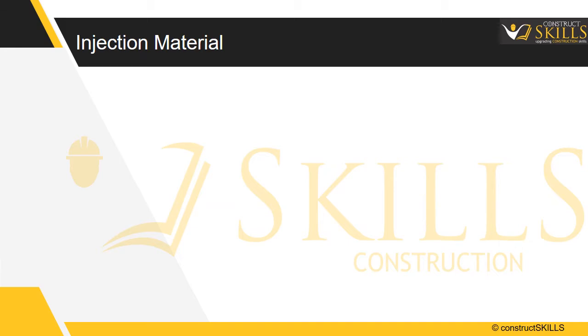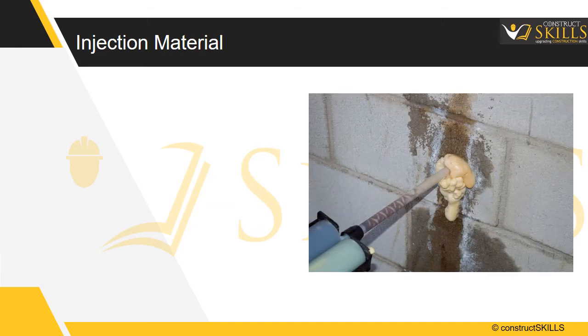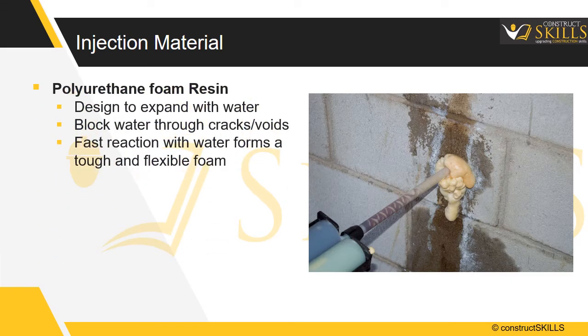Common types of injection material. The type of material will depend upon the size of the crack and physical conditions. Polyurethane foam resin is designed to expand with water. It blocks water through cracks and voids. It reacts fast with water and forms a tough and flexible foam.